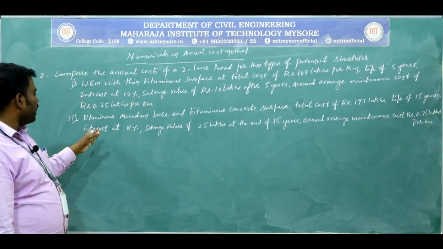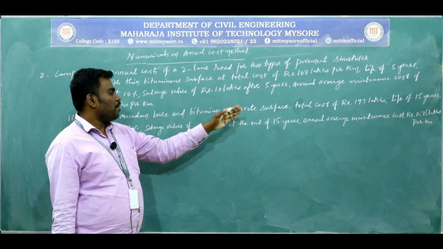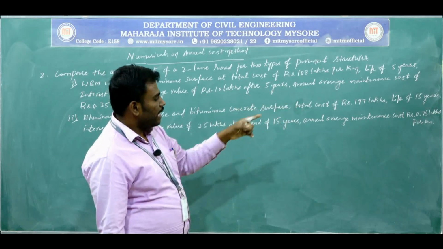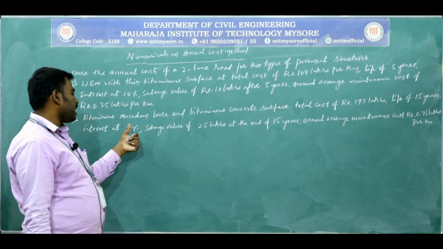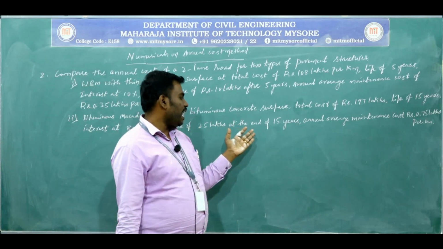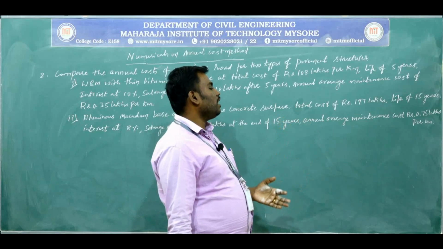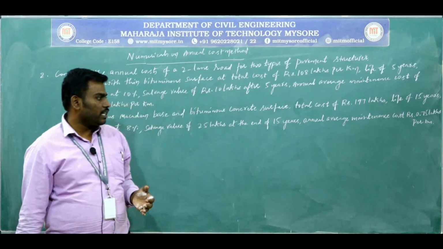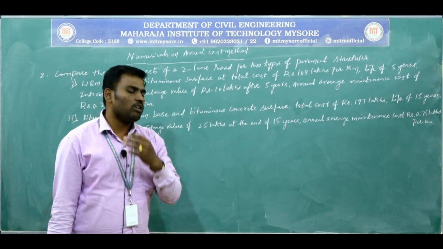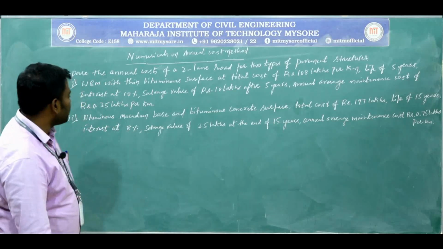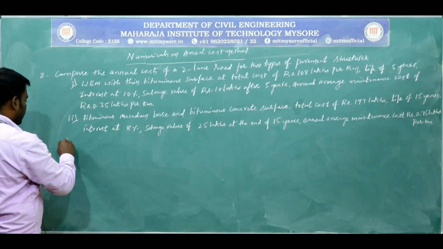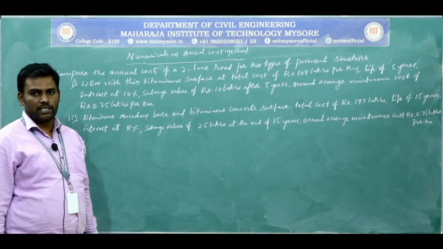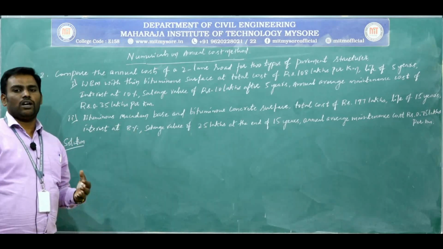And the second, bituminous macadam base and bituminous concrete surface, total cost of rupees 197 lakhs, life of 15 years, interest rate 8%, salvage value of 25 lakhs at the end of 15 years, then annual average maintenance cost of rupees 0.75 lakhs per kilometer. It's very simple. Here they have given 2 different road surfaces. We are going to compare those 2 road surfaces by using the annual cost.